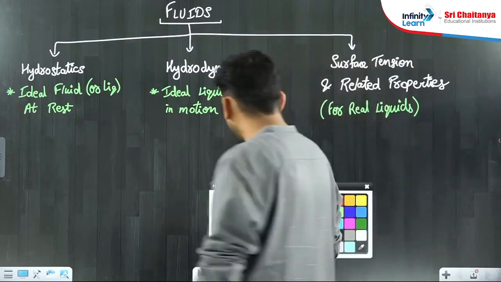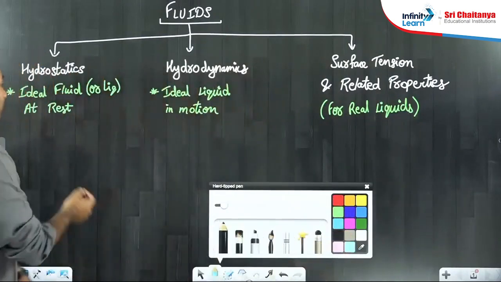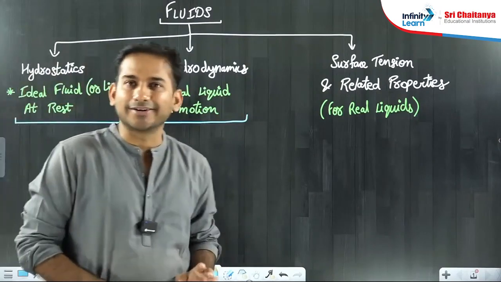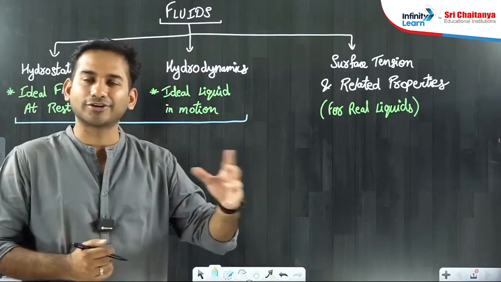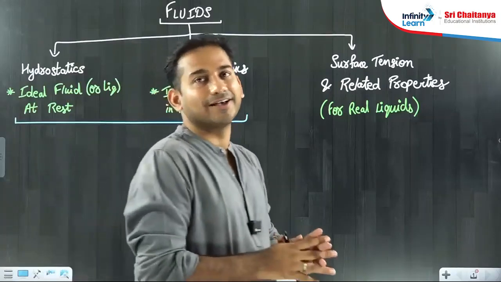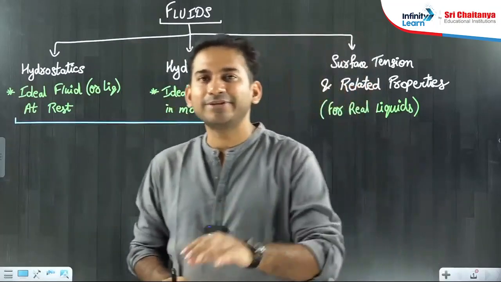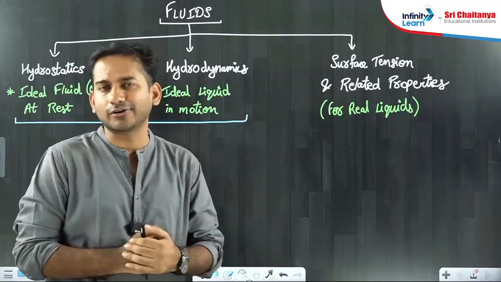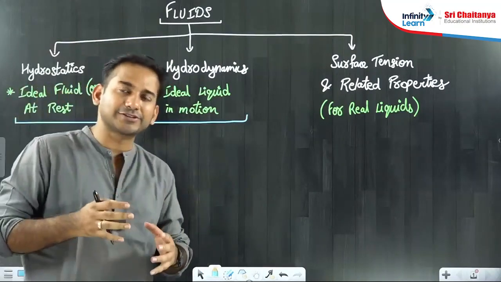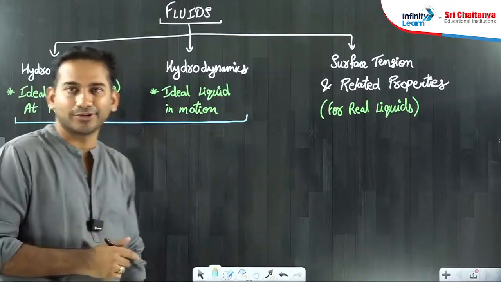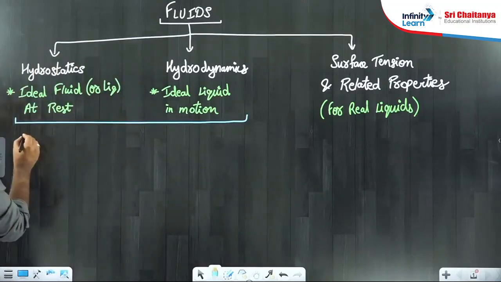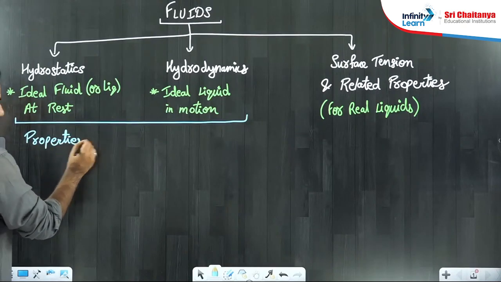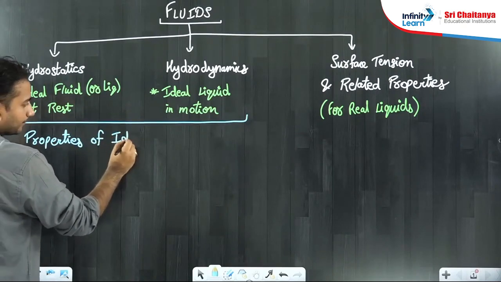Now, what is the difference between ideal liquid and real liquid? You need to understand here. Ideal behavior is every time easy to understand, not a complex behavior, but real things have some complexity involved. So it's easier to understand and deal with the ideal things first. Then, after understanding the difference between real and ideal, you can also talk about the real things. So first of all, I'm going to deal with properties of ideal liquid.